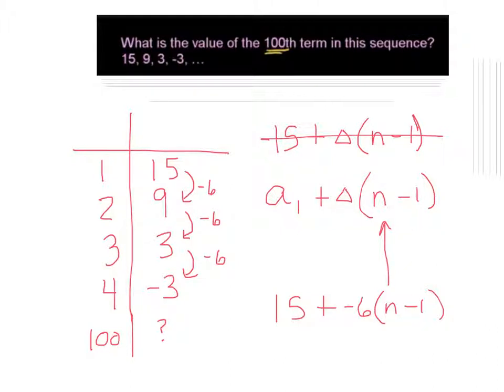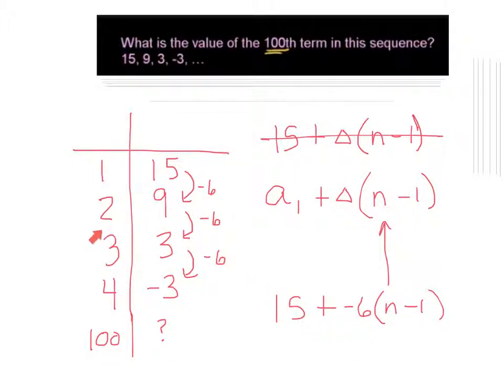So let's test it. Are you ready to test it? Let's say I put 1 right here, right? What is 1 minus 1? 0. And 0 times -6 is 0, and 0 plus 15 is 15, so the first term was 15. It worked, didn't it? Let's say I wanted to calculate the second term. So I'm going to put a 2 right here for n. 2 minus 1 is 1. Times -6 is 1 times negative 6 is negative 6, plus 15 equals 9.